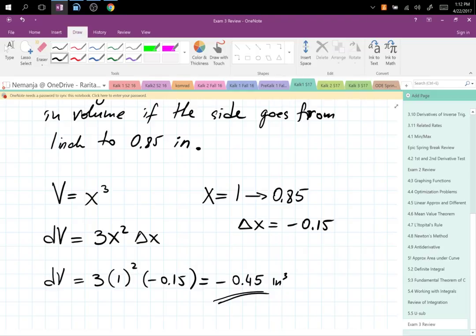So we see that the number is negative, and the negative number means what? It's getting smaller. Very good. It's a melting ice cube. So yeah, awesome. So all of that works together.